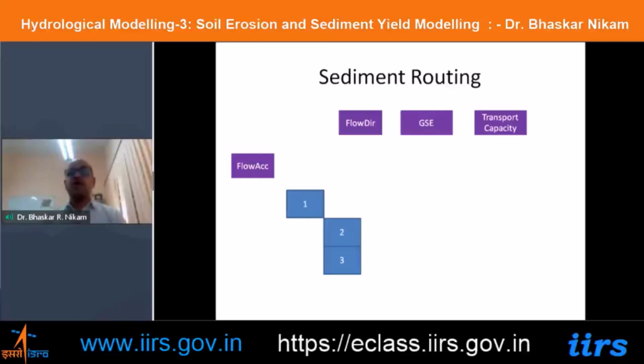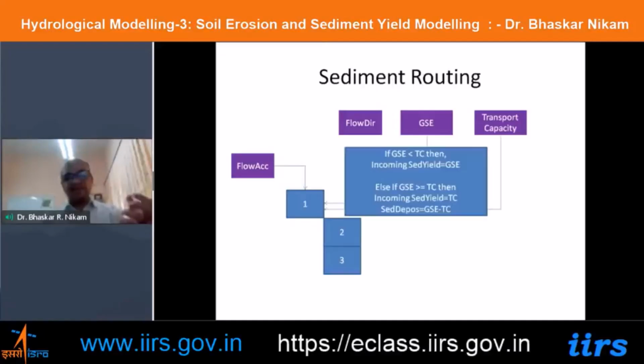Now, how do we do this sediment transport? For that, we take help of flow direction, gross soil erosion map, transport capacity map, and flow accumulation map. Now, why flow accumulation map? Because flow accumulation map tells me whether this pixel gets contribution from other pixels or not. So for the pixels that do not receive contribution, we only compare the gross soil erosion with the transport capacity. If gross soil erosion is less, it will be carried. If gross soil erosion is more than transport capacity, the transport capacity amount of soil will be carried, and the remaining will be deposited in that pixel.